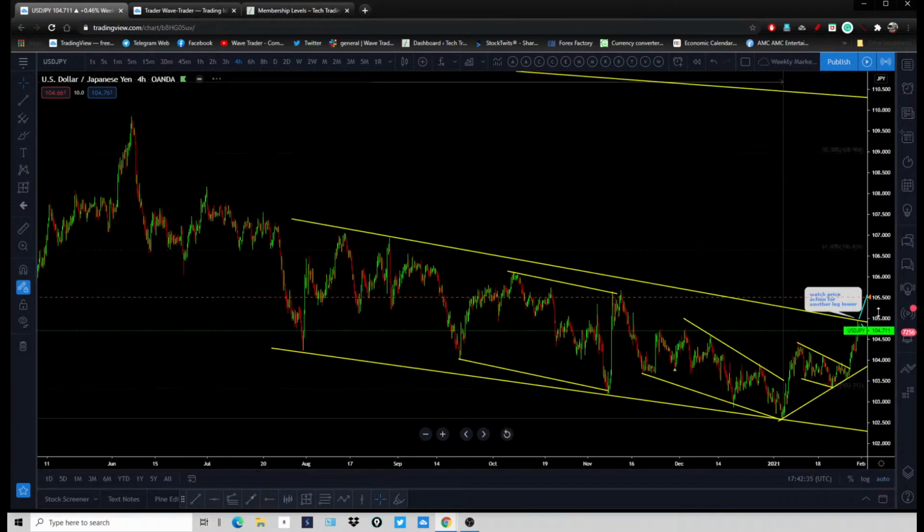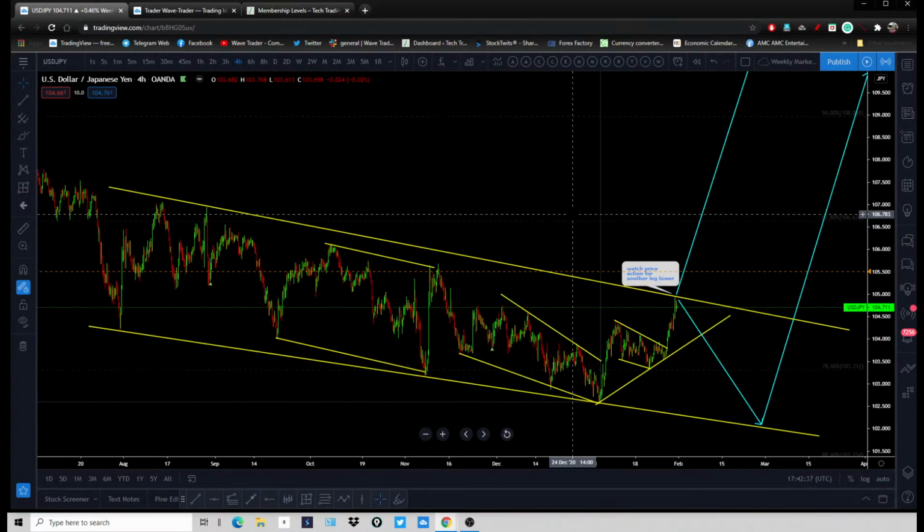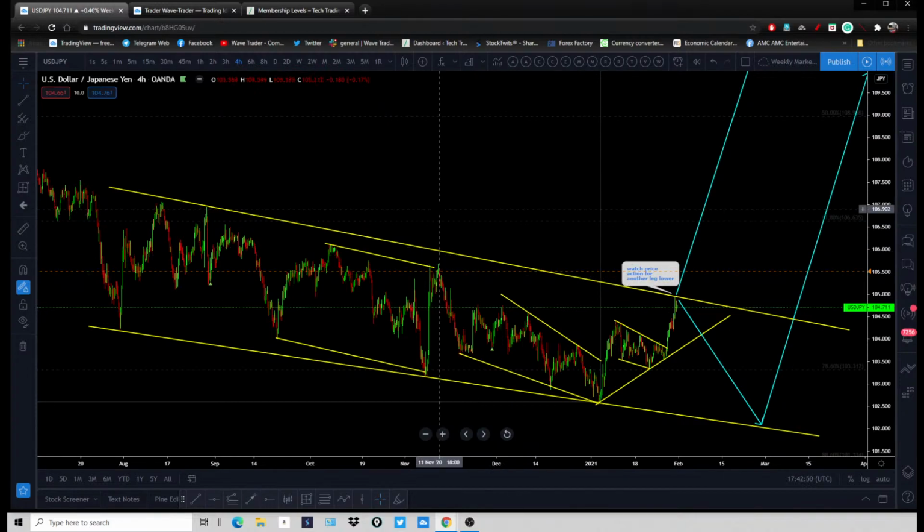If I look at the 4-hour time frame, the structure is still saying there is a possibility for another leg lower all the way back to the 102 areas, or 102.50. It means another 4-hour leg can appear over there. How to trade that move is the question.